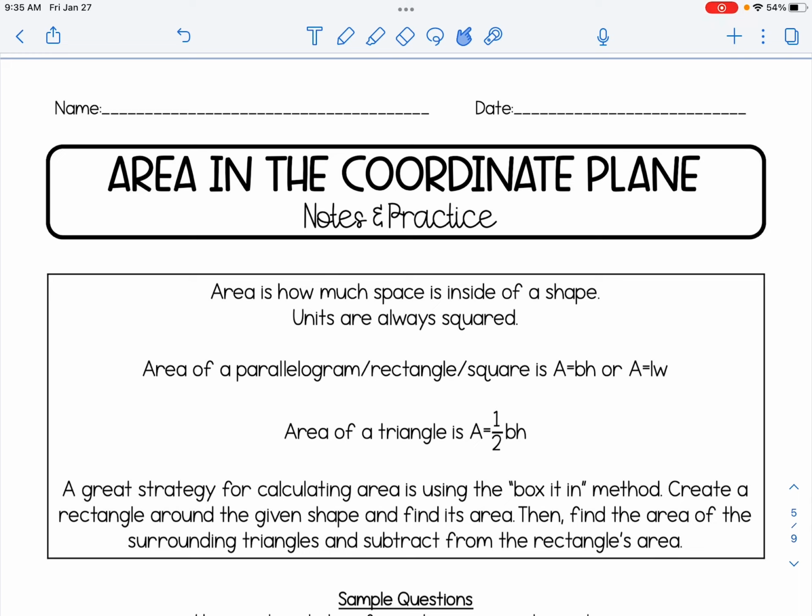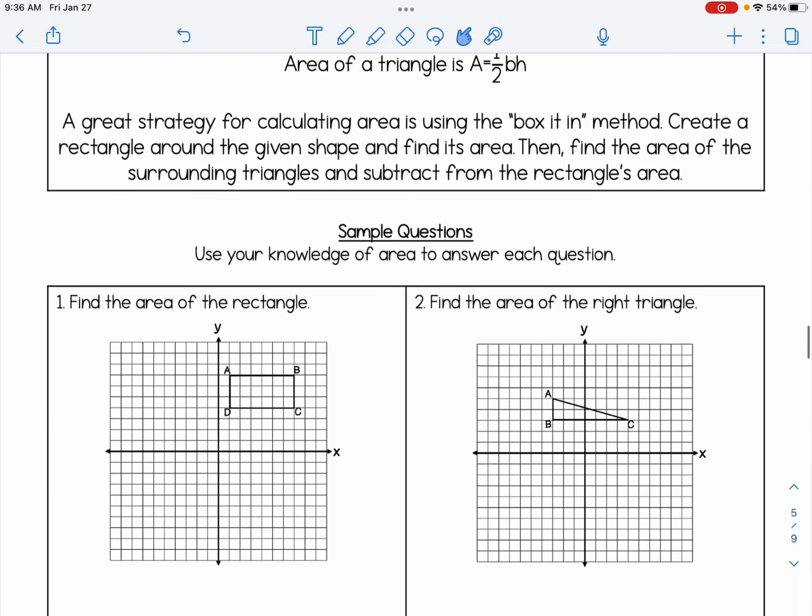Sometimes those formulas are not as simple to apply because we might not be able to quickly figure out what the base or the height is. So on those problems, a great strategy is something called the box it in method. This is where you create a rectangle around the given shape and find its area. Then you'd find the area of the surrounding triangles and subtract from the rectangle's area. So in this video, we'll look at a couple quick examples and then we'll look at a couple using the box it in method. All right, let's get started with example 1.